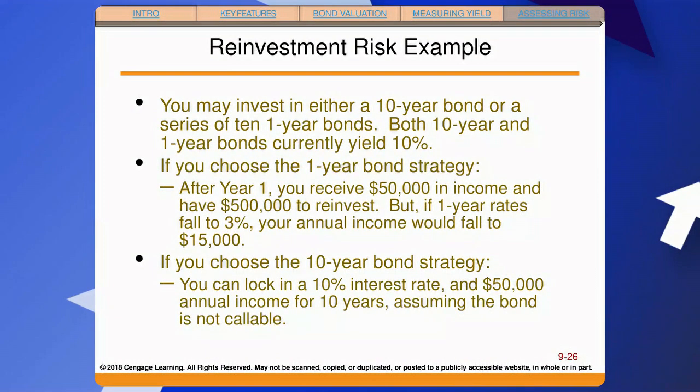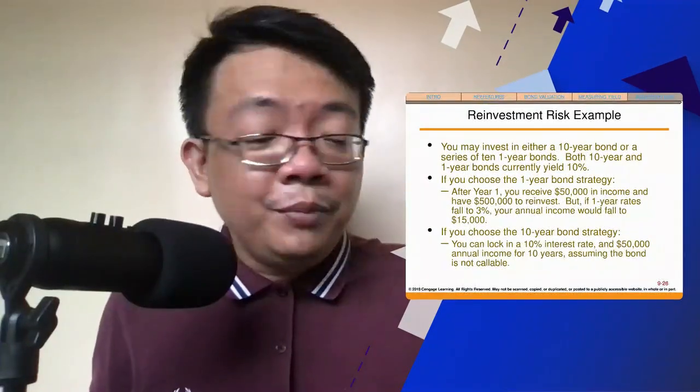So, dalawa ang options mo, no? You may invest in either a 10-year bond or a series of 10 one-year bonds. So both have 10-year and also 1-year bond kuno to yield at 10%. So if you choose a 1-year bond strategy, meaning 1 year lang, you receive only 50,000 in income and have 500,000 to reinvest. But if 1-year rates fall to 3%, your annual income would fall to 15,000. If you choose naman a 10-year bond, you can lock in a 10% interest rate and 50,000 annual income. Mas maganda pa lang ganyan. So, assuming you have a bond, it's not callable. The answer is yes. So, maganda, you have series of payment. Okay? Or series of investment. Okay? Alright.